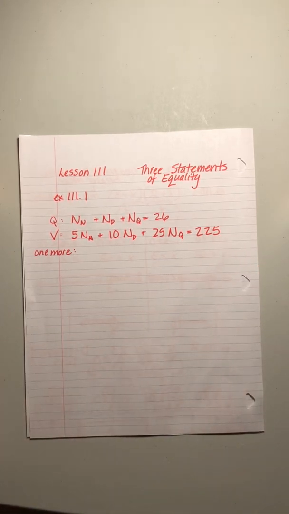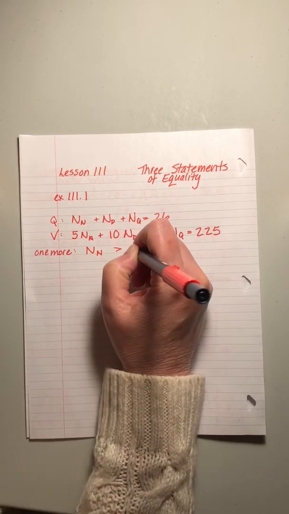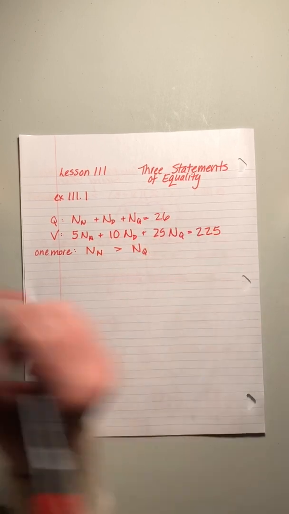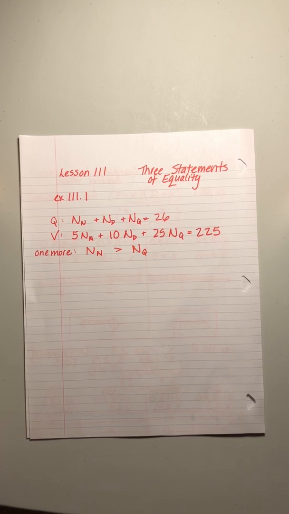How many of each type were there if there were 10 times as many nickels as quarters? Okay, this is where everybody gets confused because 10 times as many nickels as quarters makes you think, oh, 10 nickels equals quarters. No, that's not right. There's 10 times as many nickels as quarters. That means the number of nickels is greater than the number of quarters, right? Let me read it one more time. There were 10 times as many nickels as quarters.